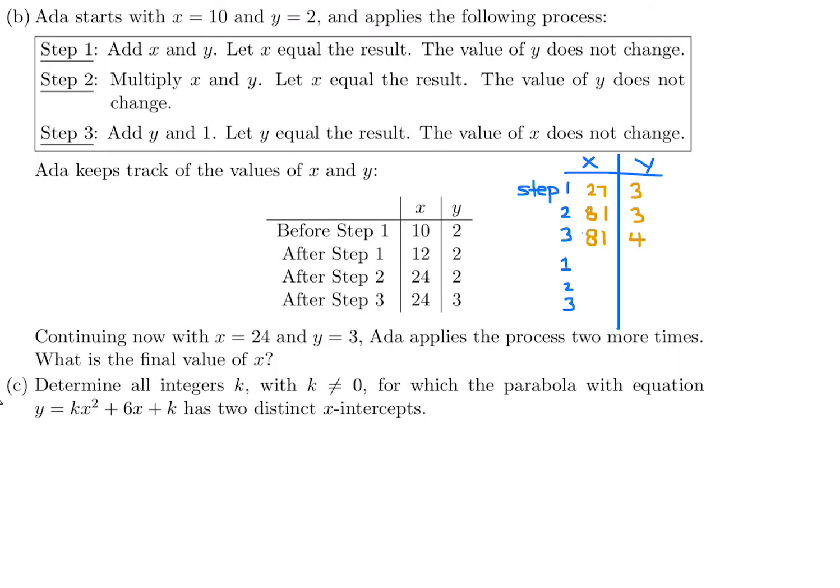And then now we have to do the process once more. So again, adding x and y, this time we're starting with these guys. So x and y would be 85 if I add them. Y does not change. Multiply now x and y. That's going to be 340. Value of y does not change. And then step 3, you add 1 to y. That becomes 5. Value of x does not change. So they're saying, what is the final value of x? Well, it is 340.